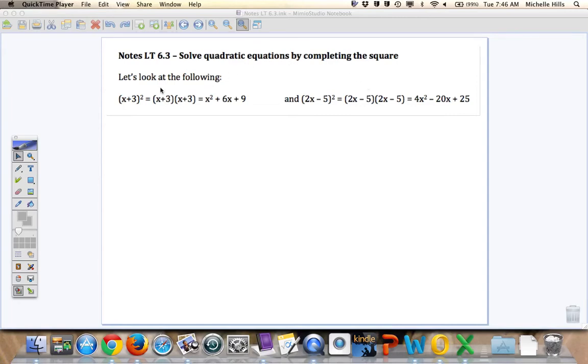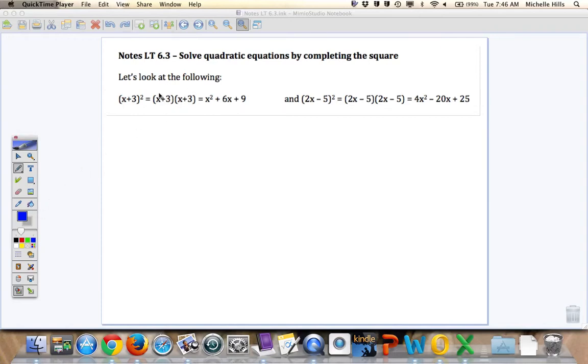It's called completing the square. And what you need to go back and do is first remember what perfect square trinomials look like. So I get a perfect square trinomial by squaring a binomial. Remember, (x + 3) squared is not just x squared plus 3 squared. It really means to take x plus 3 and multiply it by itself.